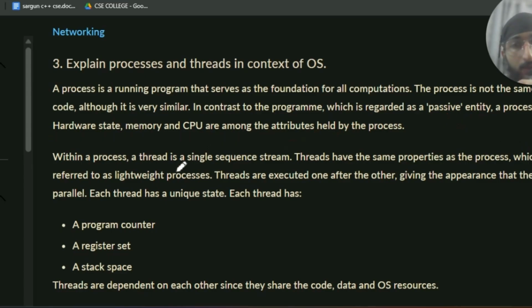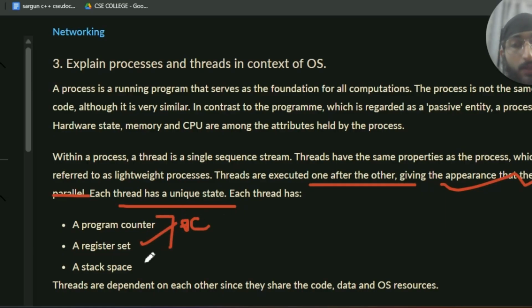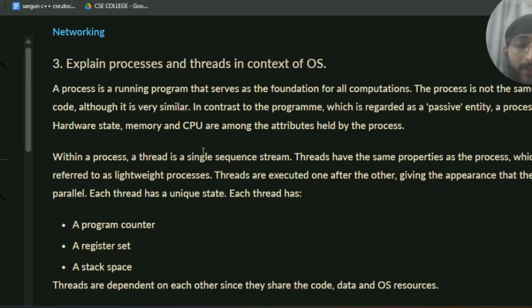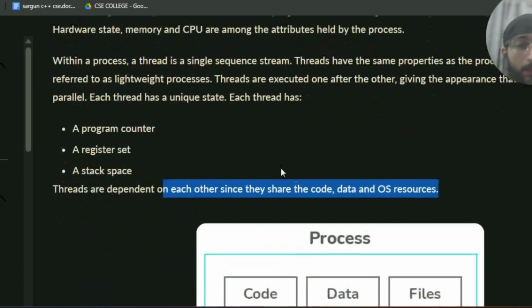Within a process, a thread is a single sequence stream. Threads have the same properties as the process, which is why they are referred to as lightweight processes. Threads are executed one after another, giving the appearance that they are running in parallel. Each thread has a unique state. Each thread has a program counter, which is a PC, right, a register set, and a stack space. Threads are dependent on each other since they share the code, data, and OS resources.